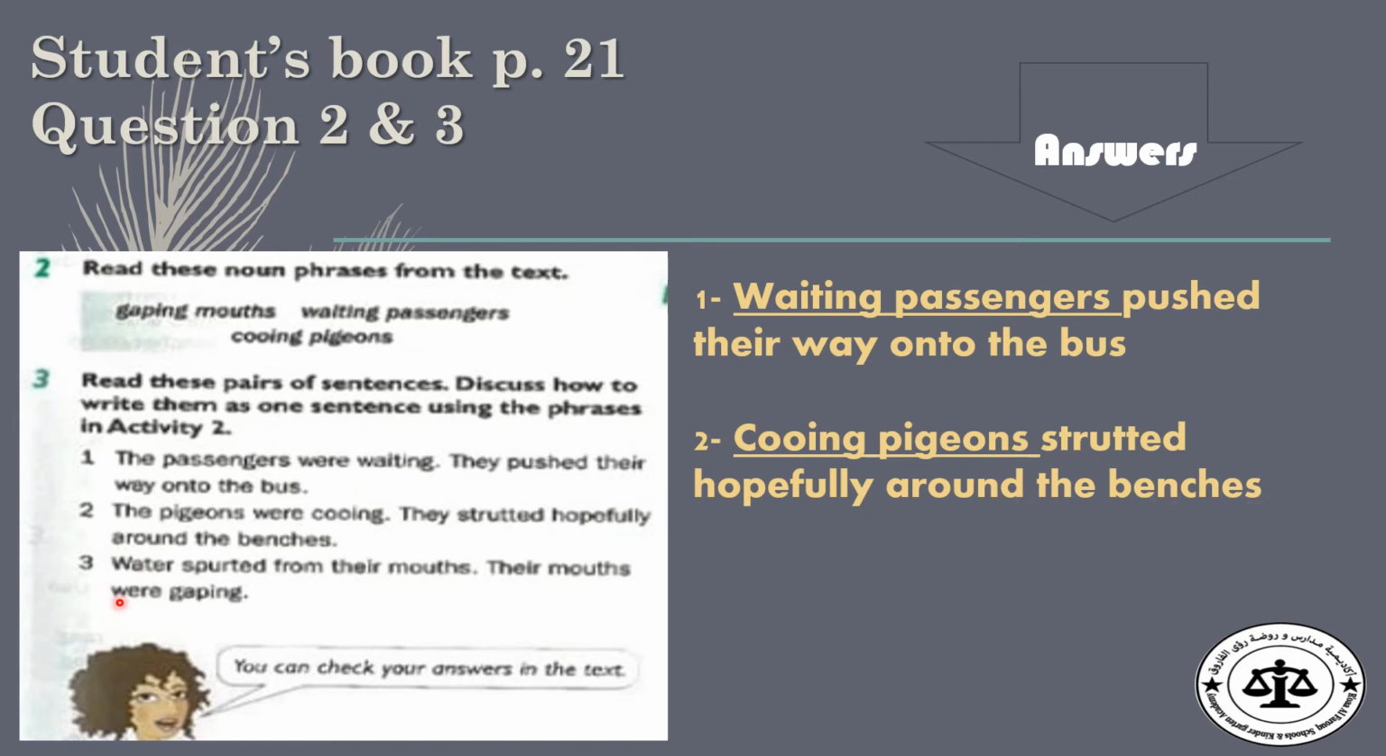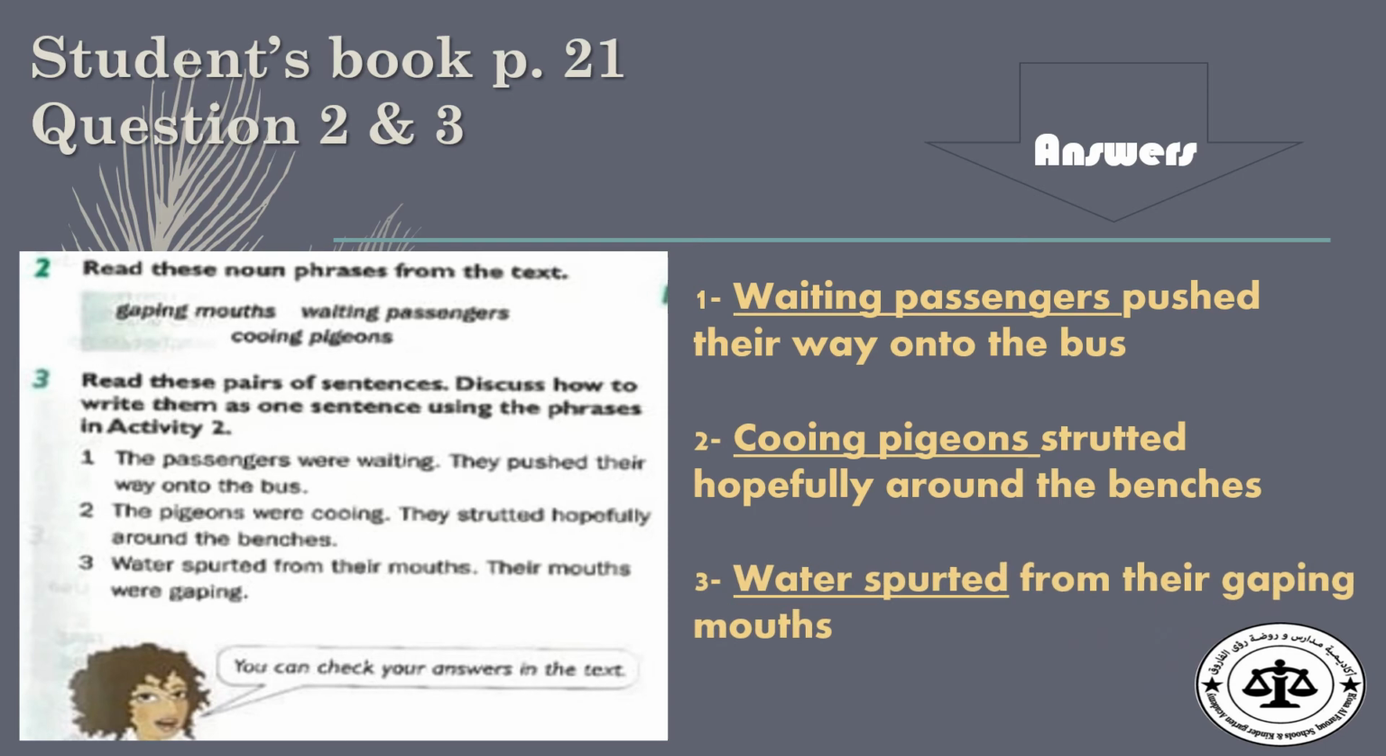Number 3. Water spurted from their mouths. Their mouths were gaping. The present participle is in the second sentence. It's easy. Water spurted from their what? Excellent. Gaping mouths.